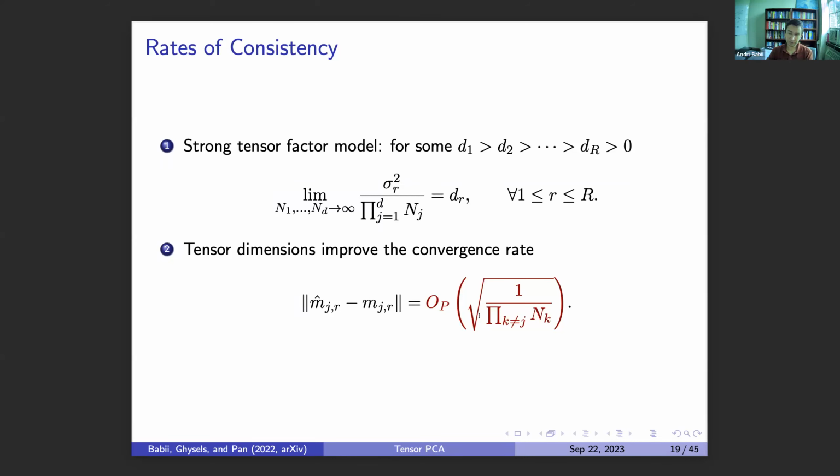So next, in order to get more tractable results, we will make the strong tensor factor model assumption. We generalize this assumption from the usual strong factor model in the two-dimensional case. The assumption tells us that if we take the product of scale components and divide them by the product of dimensions, in the limit, this converges to some constant d_r. And we have R such constants. They have to be distinct because we want to identify factors, and they have also to be strictly positive.